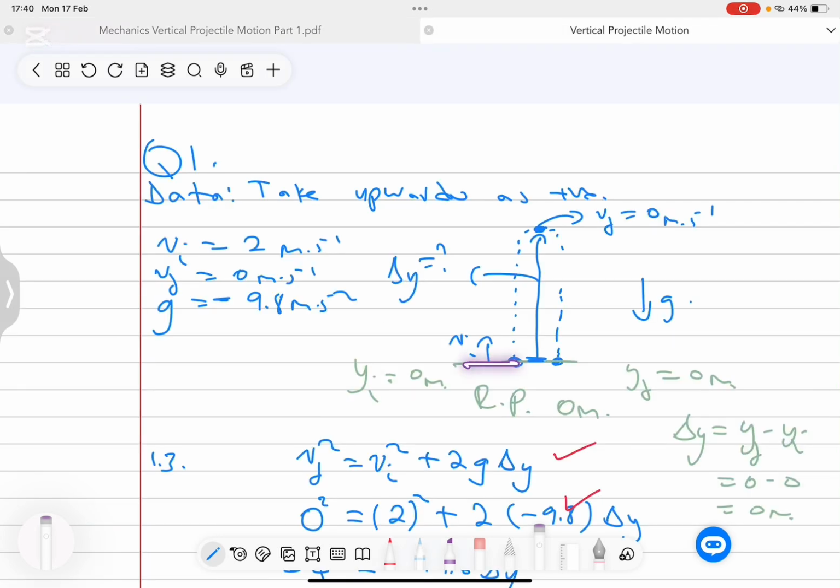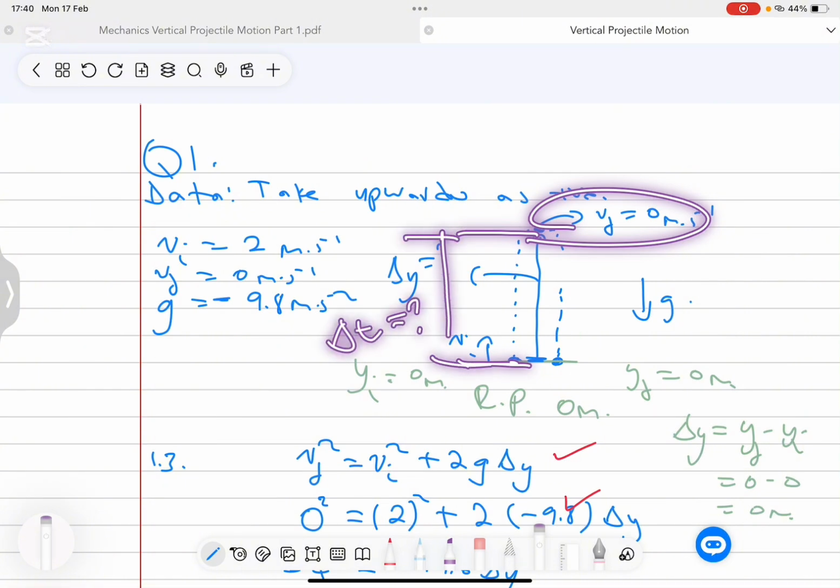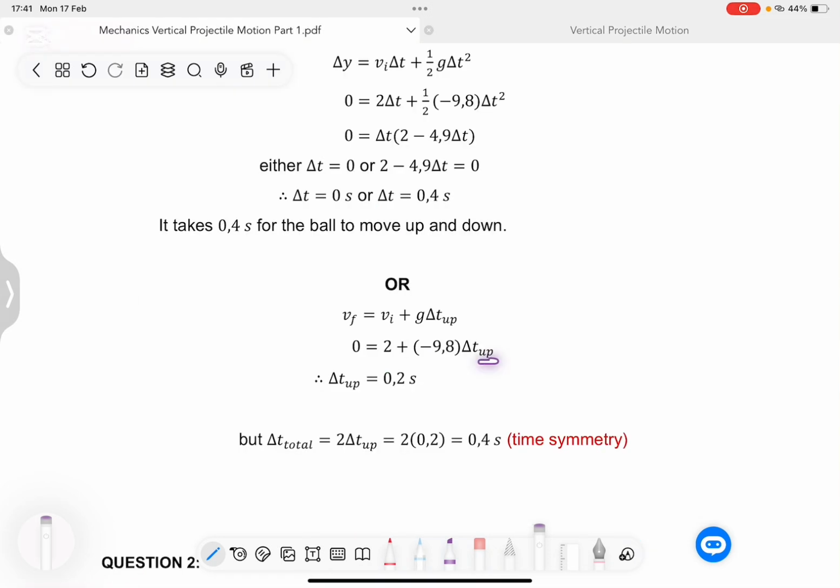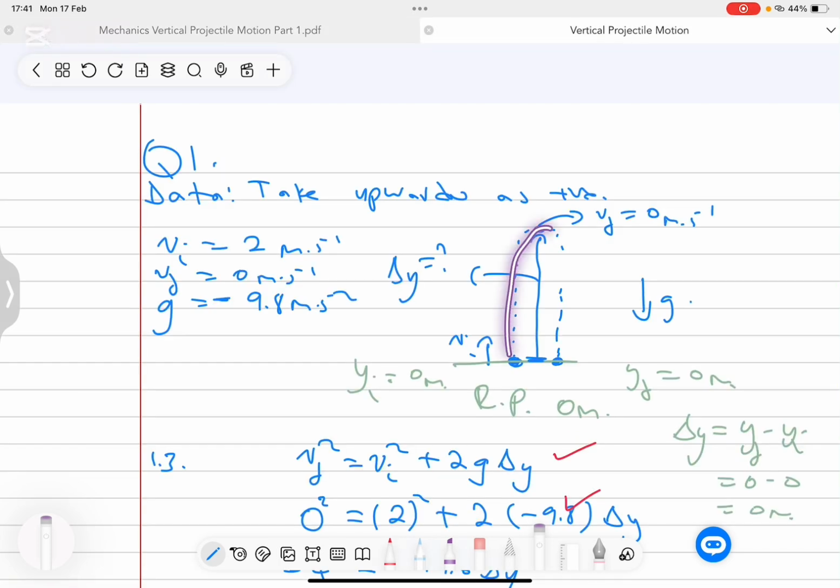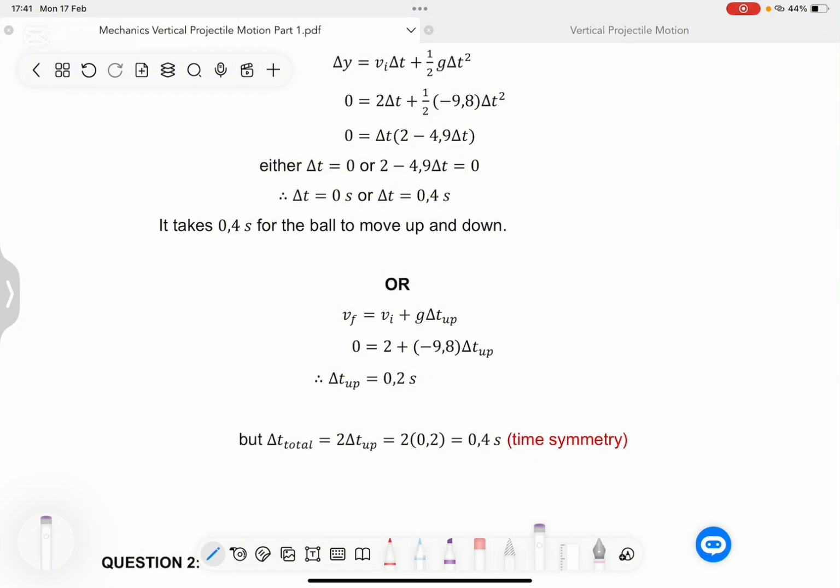Because I've used this velocity and this velocity, the time that I'm going to get is from here to here, right? And this time is the time up, the time that it takes to go up. We get that time as 0.2 seconds. But remember, we're looking for the time that it takes to go up and come down again. That's why for the total time, we multiply this time by 2, and we then get the 0.4.